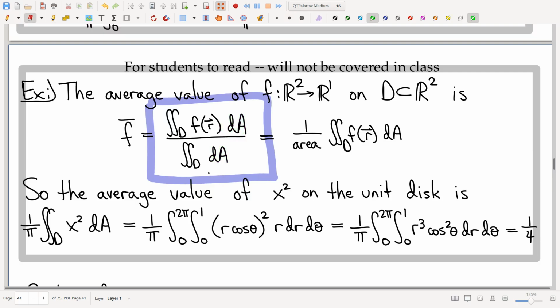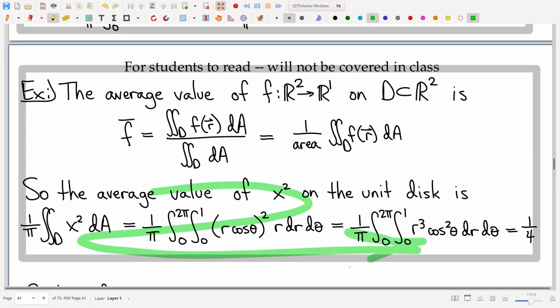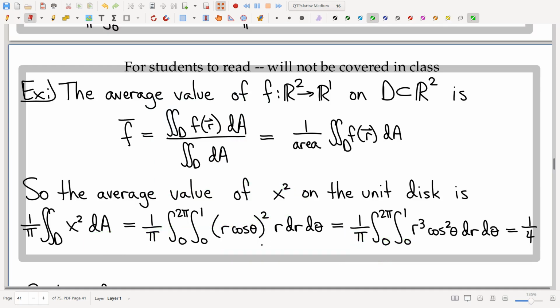Okay, so again, plug and chug on this example. It's a good little exercise. It's a pretty straightforward read, so I encourage you to take a look at that.